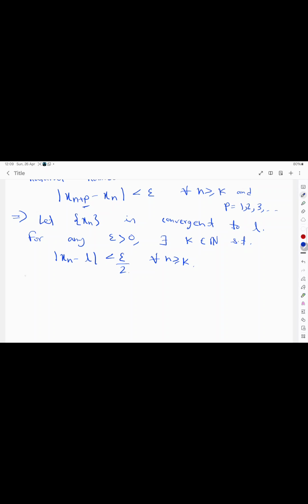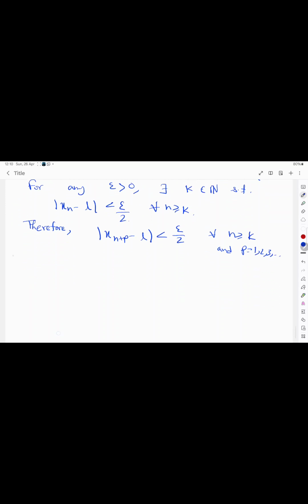So if I write n plus p instead of n, that is also satisfied, because if your n is greater than or equal to k then n plus p is also greater than or equal to k, right? Because p takes the values 1, 2, 3 and so on. Therefore you have |xn+p minus L| is also less than epsilon by 2 for all n greater than or equal to k, and p equal to 1, 2, 3, and so on.